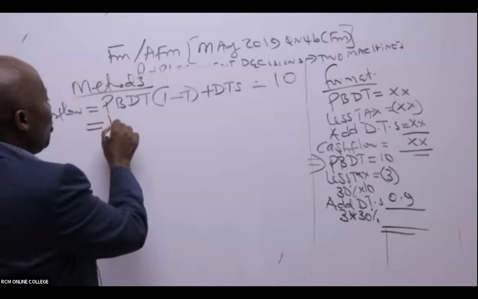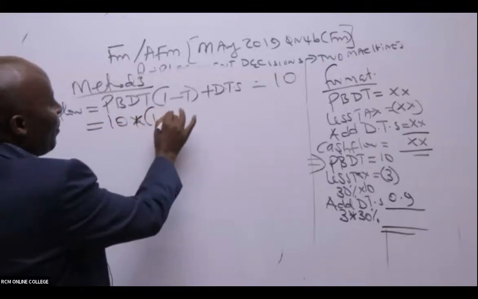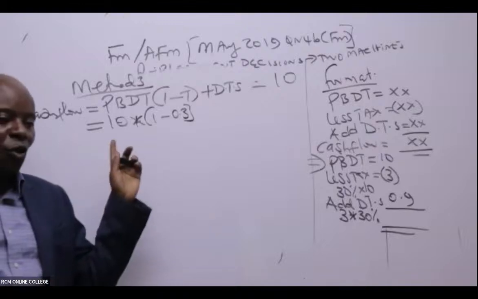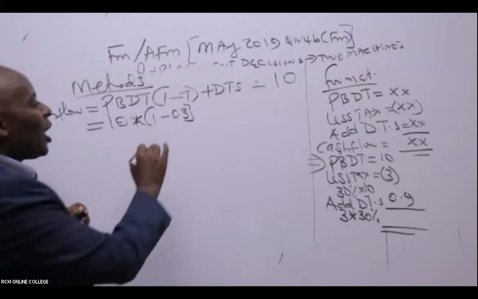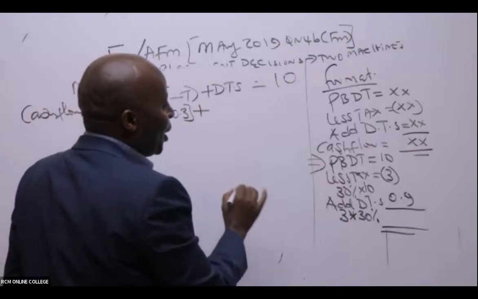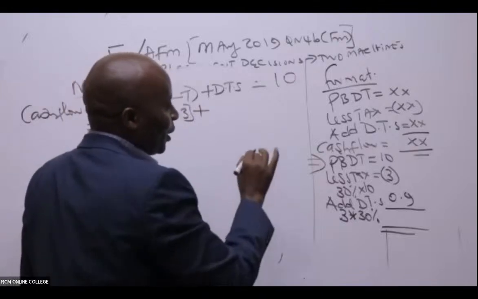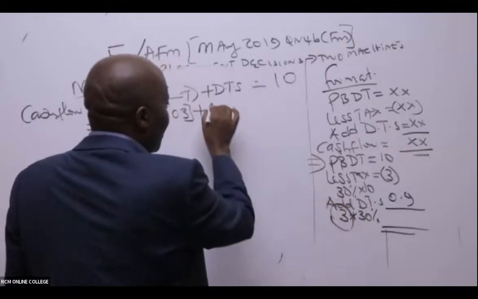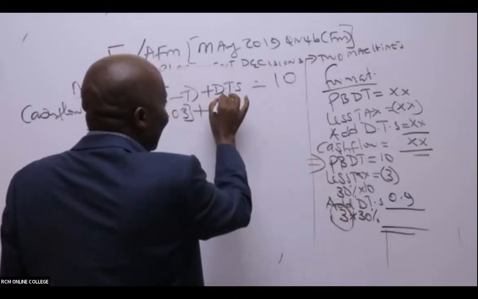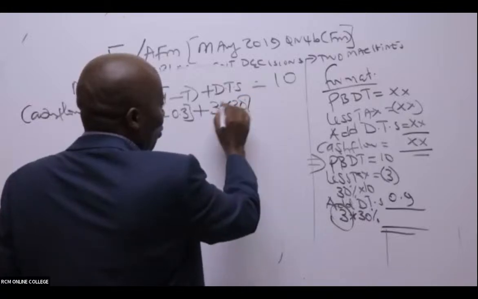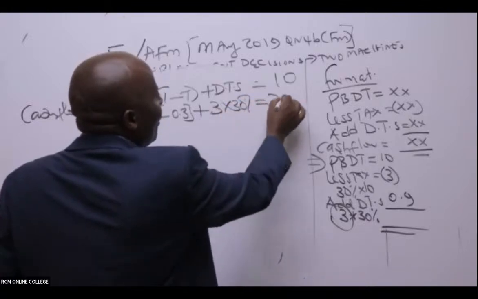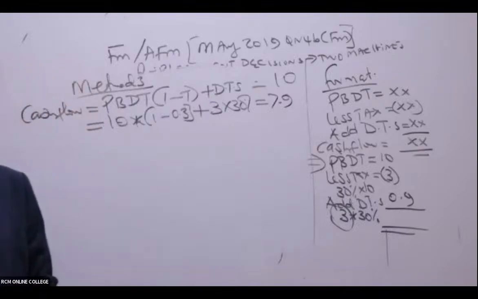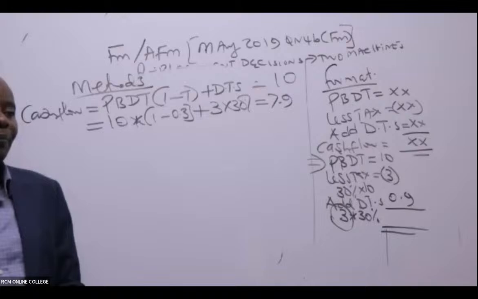Oh, yes, we do. It is 10 times 1 minus rate of tax, which is 30%, the same as 0.3. And then we shall add a depreciation tax shield. So we shall take depreciation. We know what depreciation is. Depreciation is this 3. So we shall take this 3, but now because it's a tax shield, we multiply it with 0.3 or 30%. Will this end up giving us 7.9, my good students?